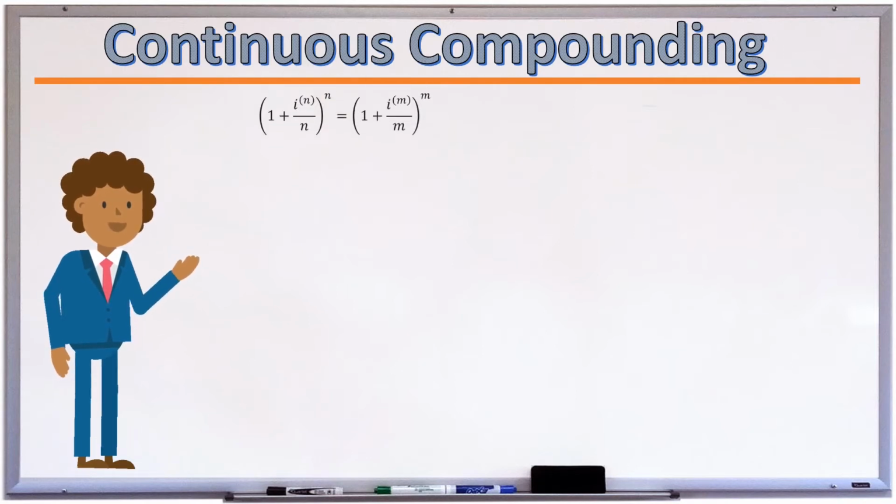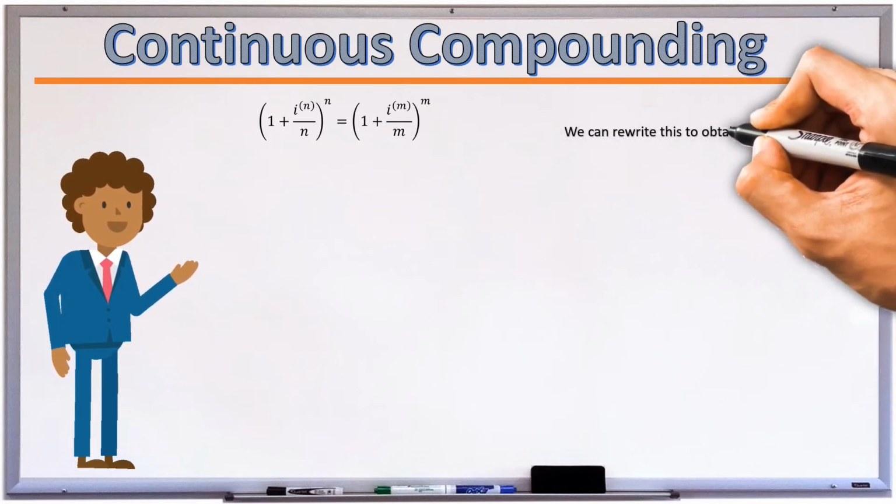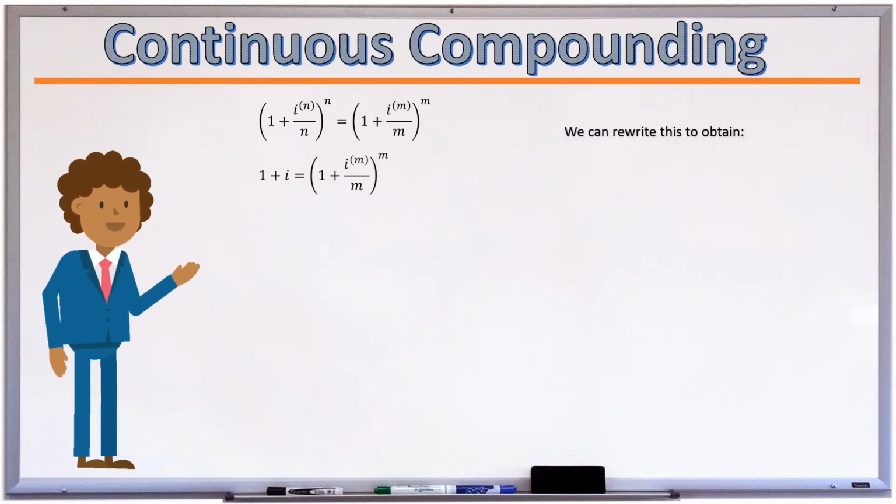Using the formula below, 1 plus In over n to the power of n is equal to 1 plus Im over m to the power of m, we can set n equals 1 and re-express the left-hand side of the equation as 1 plus I is equal to 1 plus Im over m to the power of m.